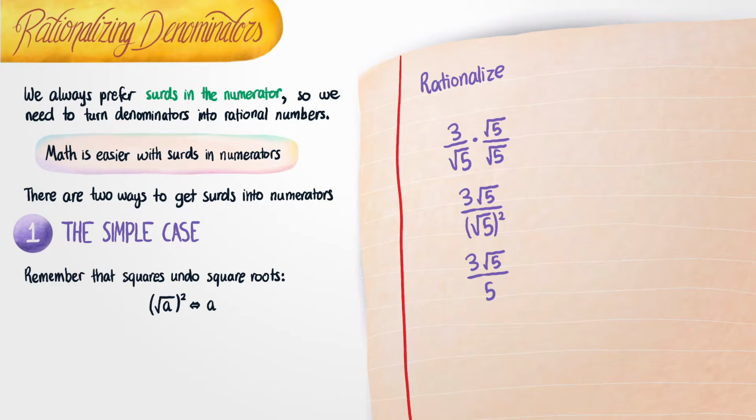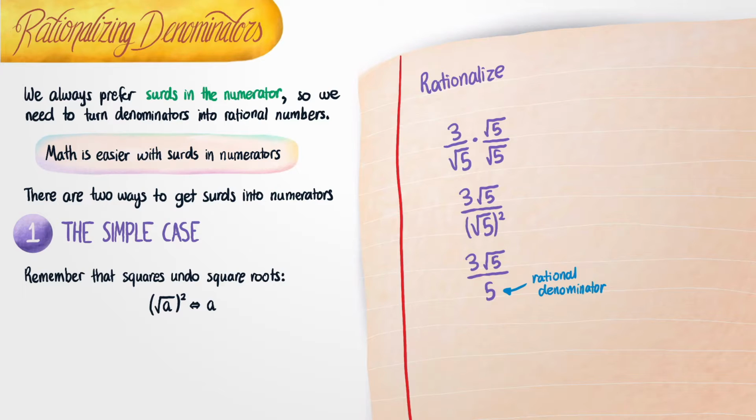So that immediately tells us that 3 over root 5 is the exact same thing as 3 root 5 all divided by 5. In the original, we had a surd in the denominator, but in this new version, we do not have a surd anymore. We have a rational denominator.